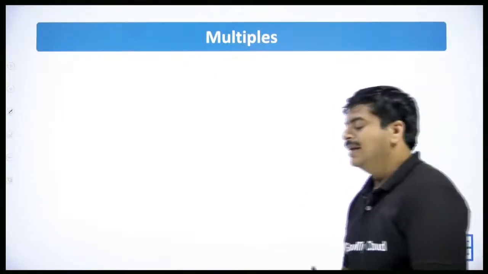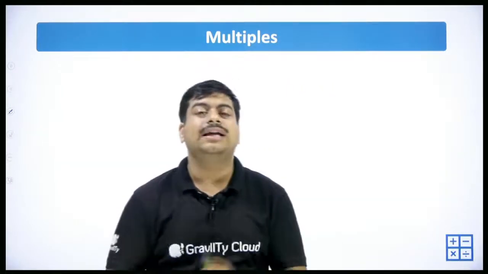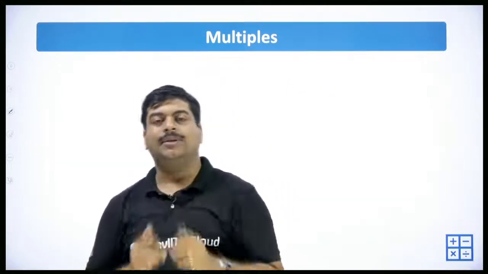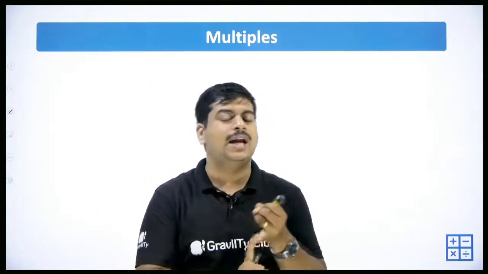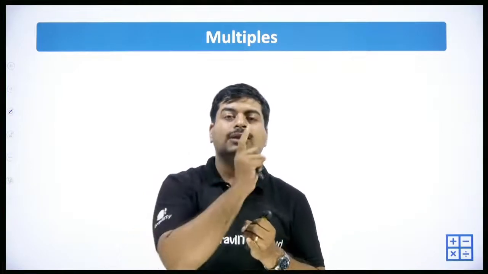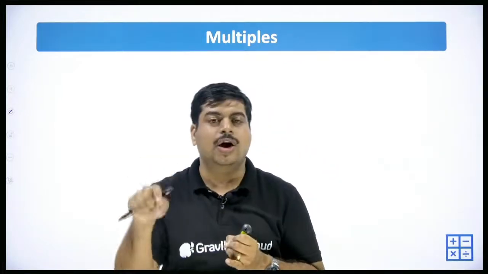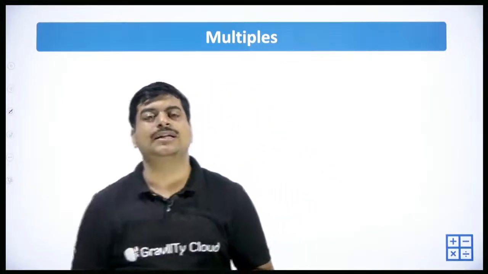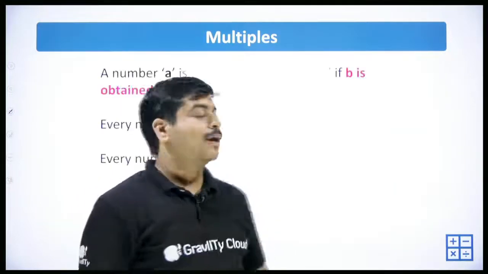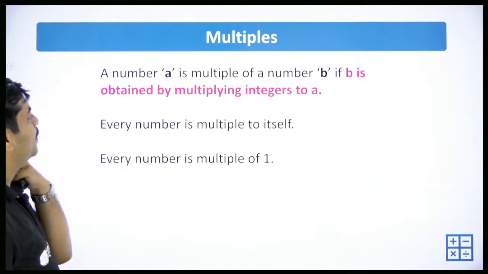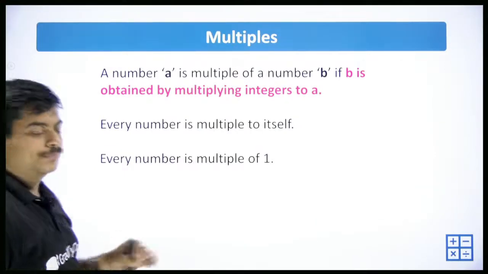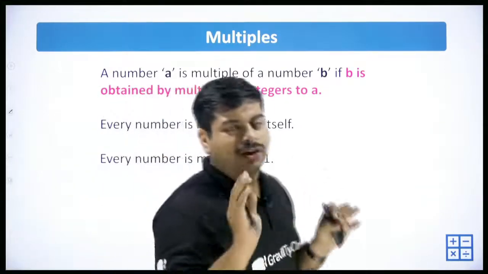Okay. Now, let's try to understand about multiples, because we need to understand what is LCM, least common multiple. The one we discussed before is HCF and now it is LCM. Highest common factor, least common multiple. So let us try to understand what is a multiple. A number A is a multiple of a number B if B is obtained by multiplying integers to A. Okay. It's very difficult to understand this one.